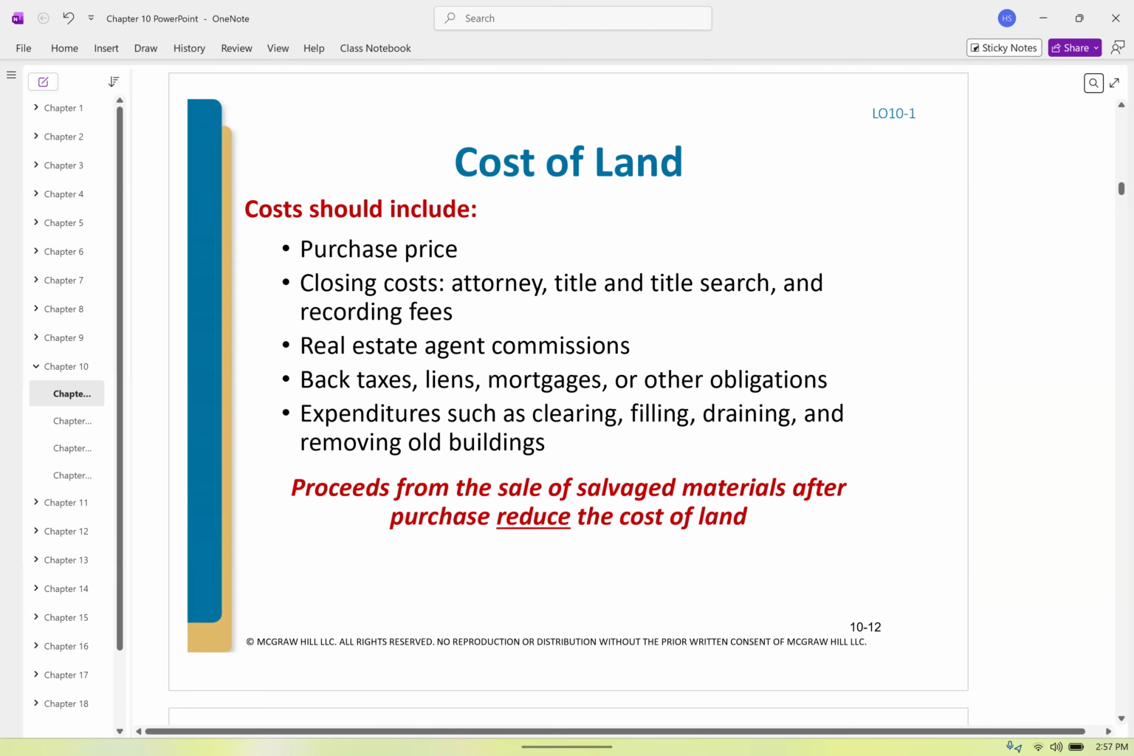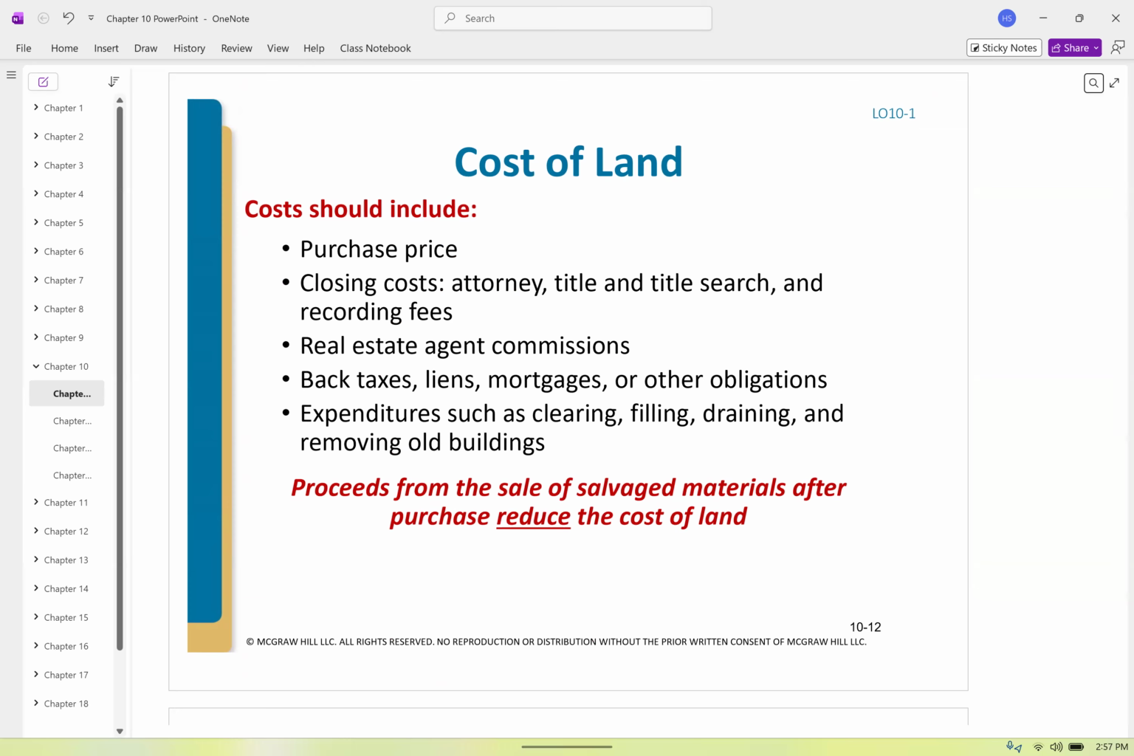Okay. It's going to be the purchase price, closing cost, attorney, title search fees, real estate agent commissions, back taxes, liens, mortgages, or other obligations. Any expenditures to clear, field drain, or removing an old building has to be included in the cost.